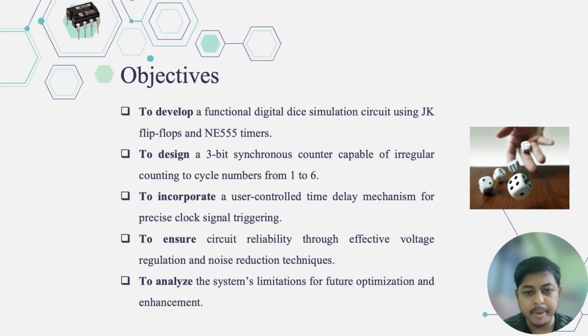Objectives: to develop a functional digital die simulation circuit using a JK flip-flop and 555 timer; to design a 3-bit synchronous counter capable of irregular counting to cycle numbers from 1 to 6; to incorporate a user-controlled time delay mechanism for precise clock signal triggering; to ensure circuit reliability through effective voltage regulation and noise reduction; to analyze the system limitations for future optimization and enhancement.